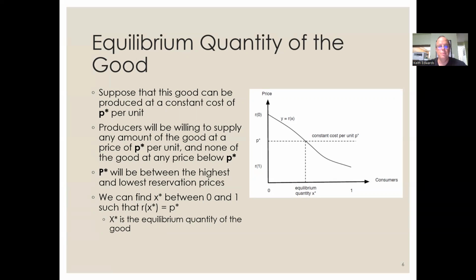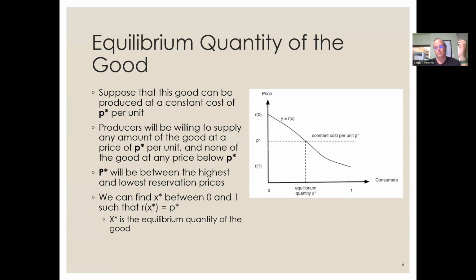So P star will be between the highest and lowest reservation prices. And then we can find X star between 0 and 1 such that R of X star is equal to P star, and that's the equilibrium quantity of the good. X star represents an equilibrium in the population's consumption of the good.